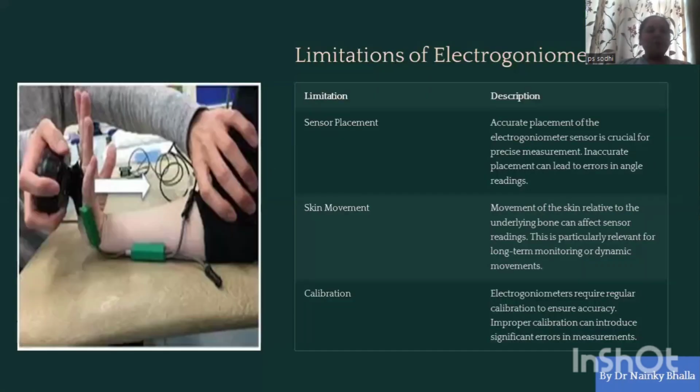So what are the limitations? Sensor placement. The goniometer can only work if the placement is correct, otherwise the angle will not be correct. Skin movement. If the skin moves, the angle will also move. And they need to be calibrated for accuracy. You know that calibration is very important, that is, without any zero error.